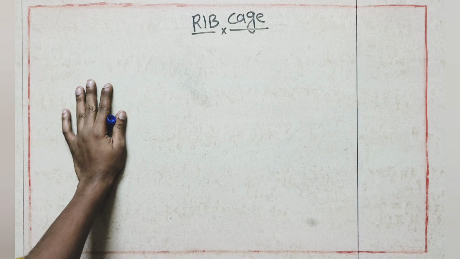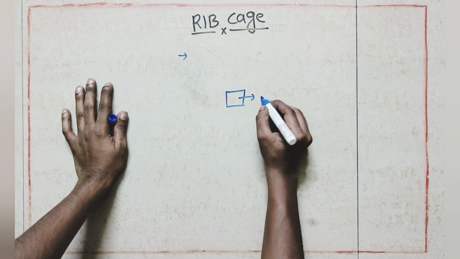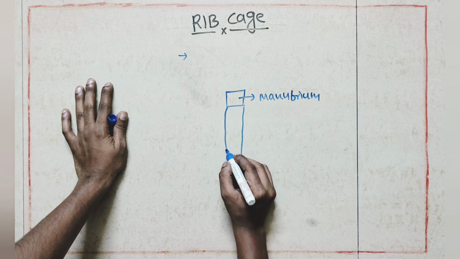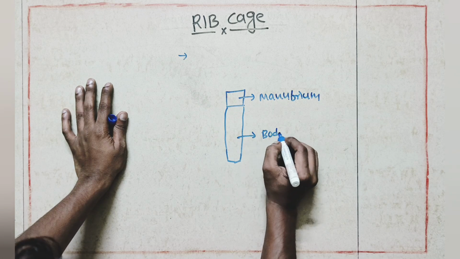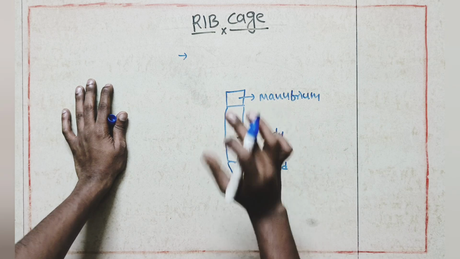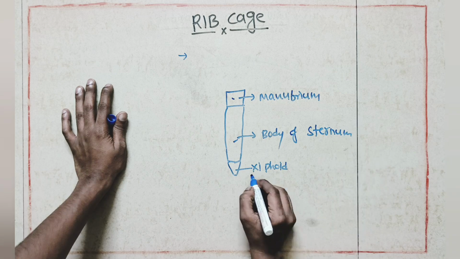Rib cage. This is the topic about the rib cage. Suppose we take the sternum. This is the manubrium of the sternum. This is the manubrium, and here we will have the body of the sternum. This is the body of the sternum, and here we will have the cephalic process of the sternum. So these are the sternum, manubrium, body of the sternum, and the cephalic process.